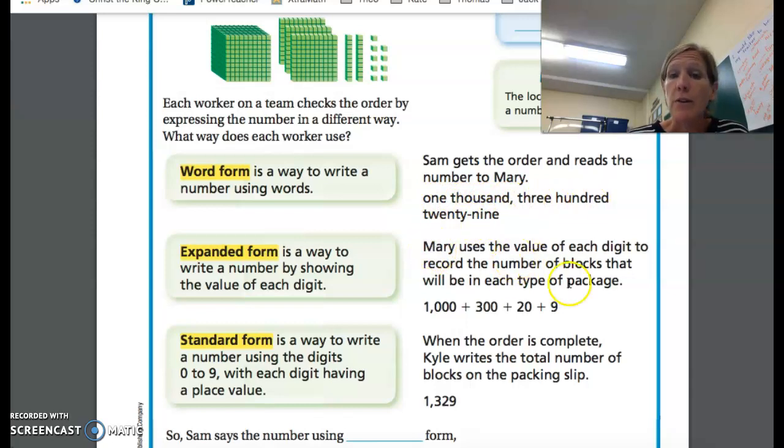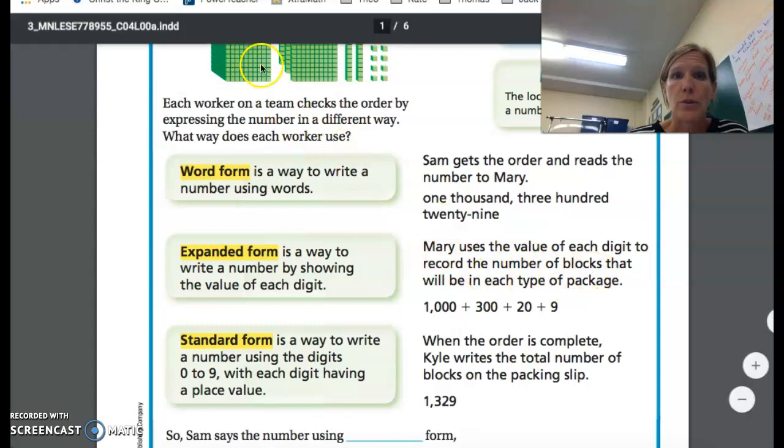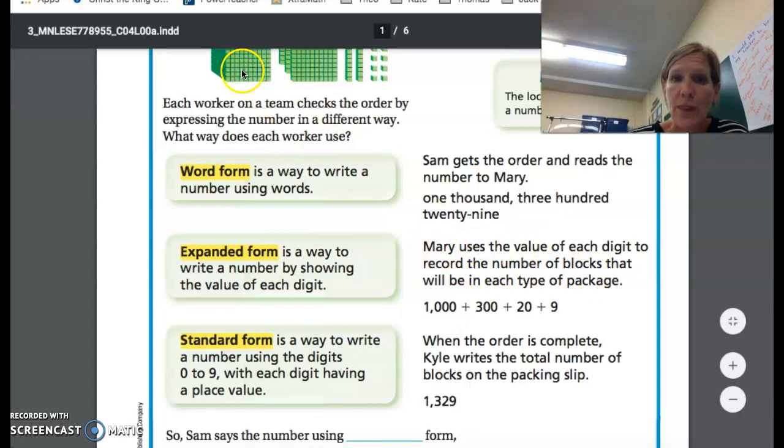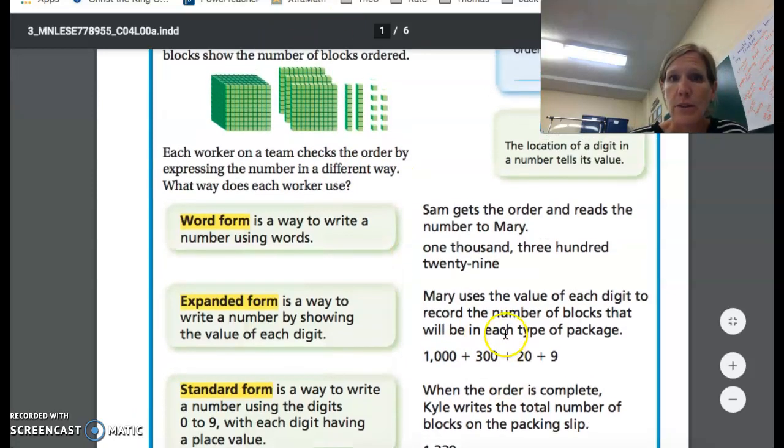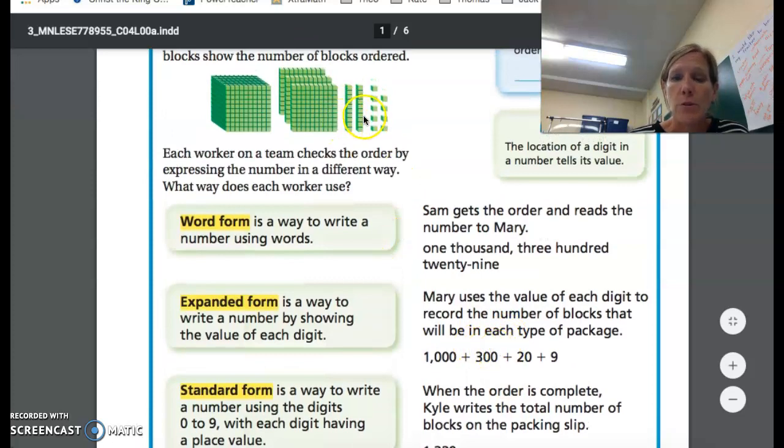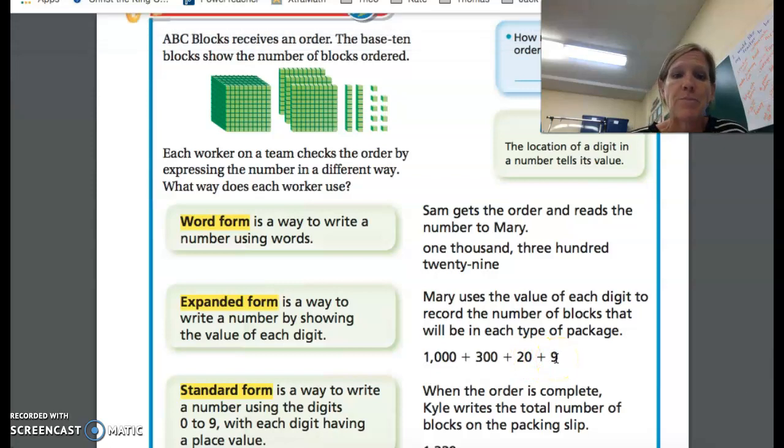Mary uses the value of each digit to record. So this 1 is worth 1,000, right? So 1,000. 100, 200, 300 plus 300. 10, 20 plus 20. 1, 2, 3, 4, 5, 6, 7, 8, 9 plus 9. 1,000 plus 300 plus 20 plus 9, which is expanded form.